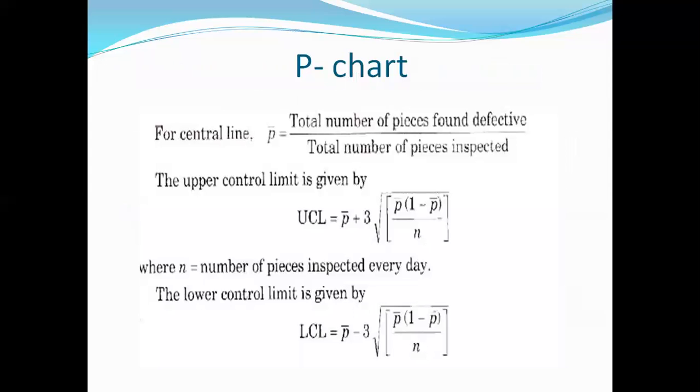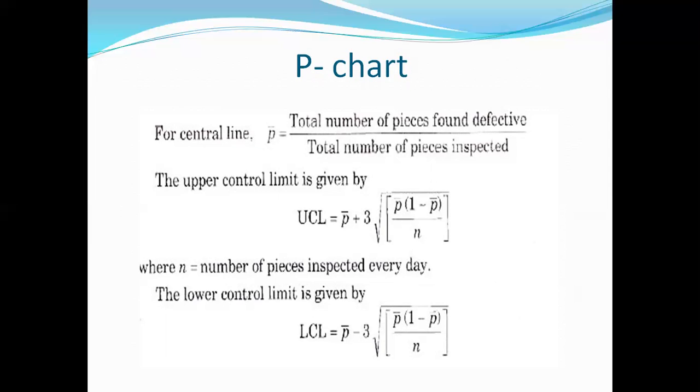Now the first type of chart is the P chart. As we already defined the prescribed specification, for it we have to define three types of limits. First of all, we have to define the center line. How do you calculate the center line? P dash here is written as the total number of pieces found defective divided by the total number of pieces inspected. In this way you can calculate the value of P dash, which is defined as the center line for this P chart. In other words, P dash is also defined as the mean value or the process average value.